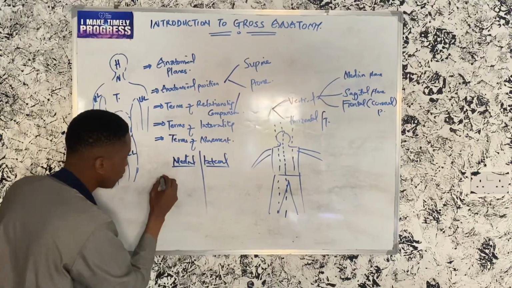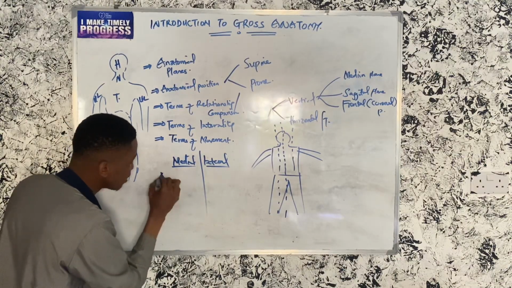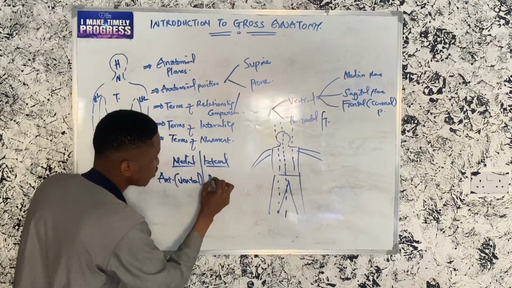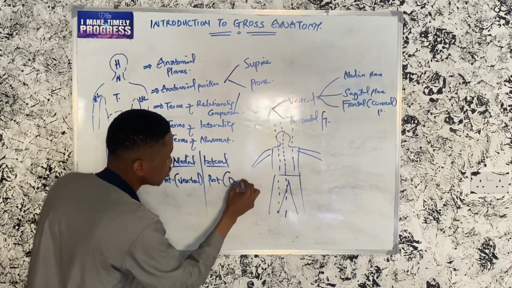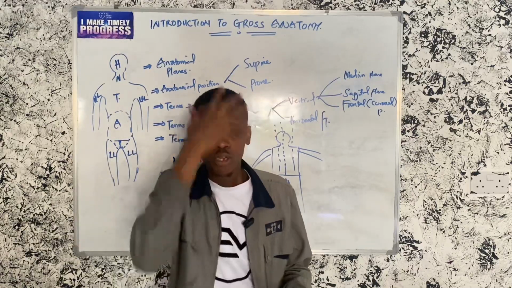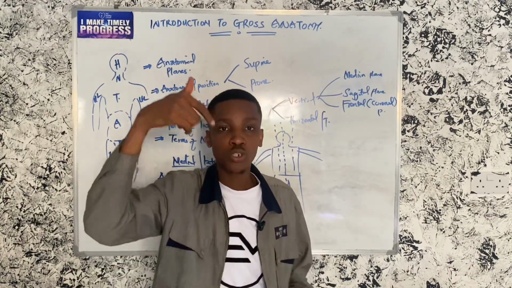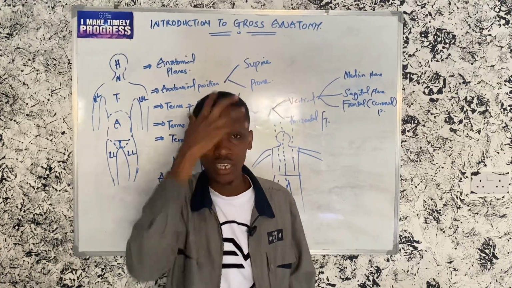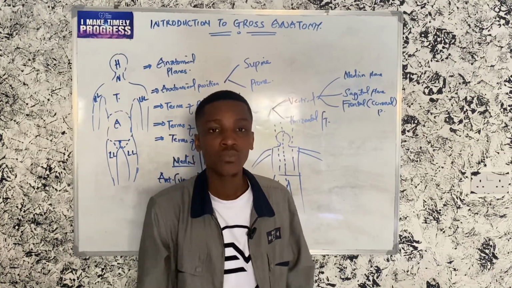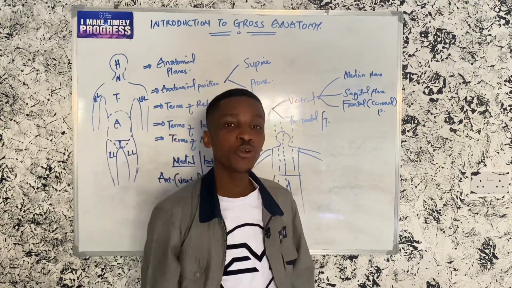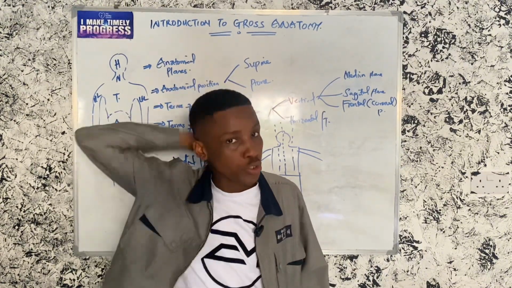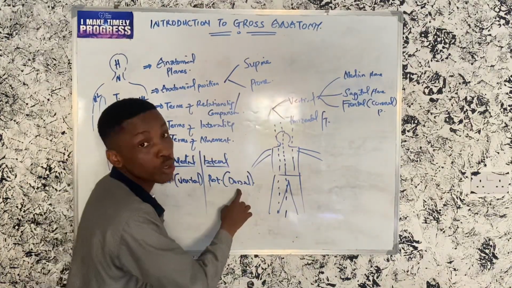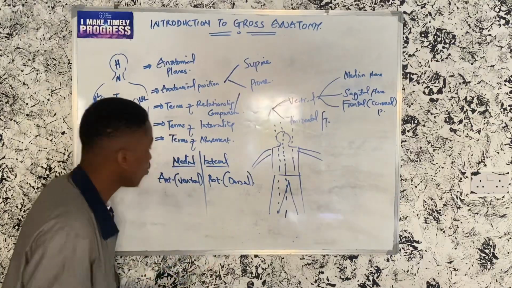The next one I would like to talk about is anterior, also called ventral, and posterior, also called dorsal. So now, if I have two structures, anything in front is regarded as anterior. So I can say this is the anterior part of your body. It is in front. This will be the posterior. Anterior is also called ventral. Posterior is also called dorsal. So anterior is ventral, posterior is dorsal. That's the second one I would like us to differentiate.